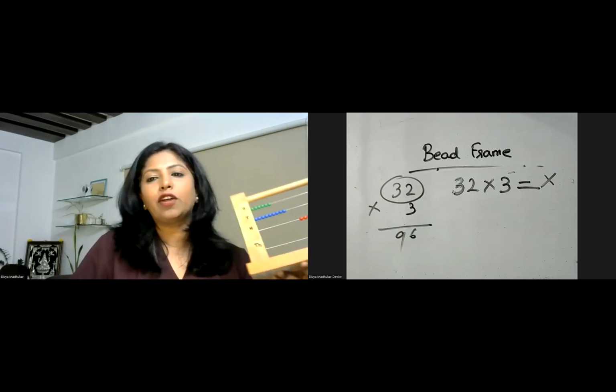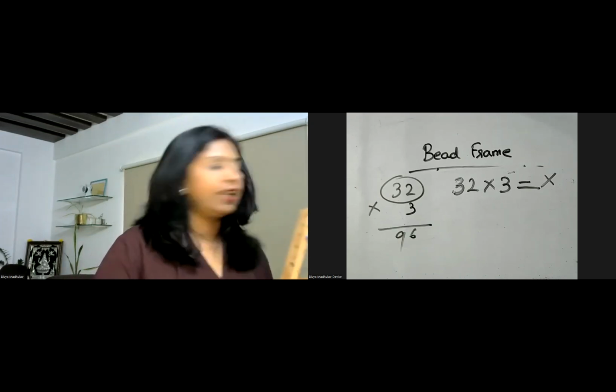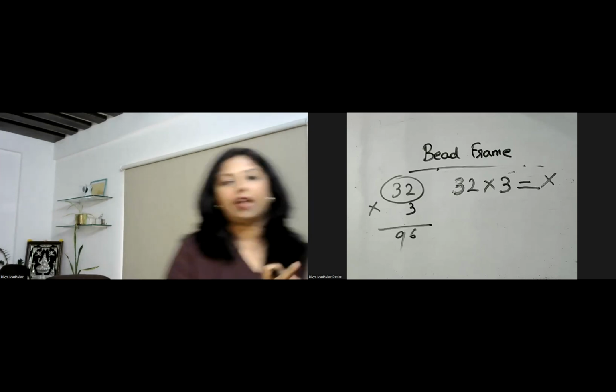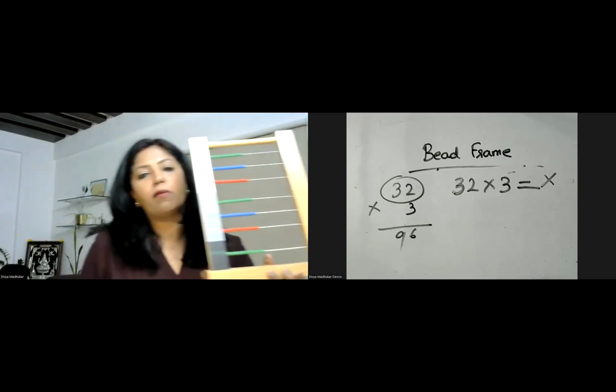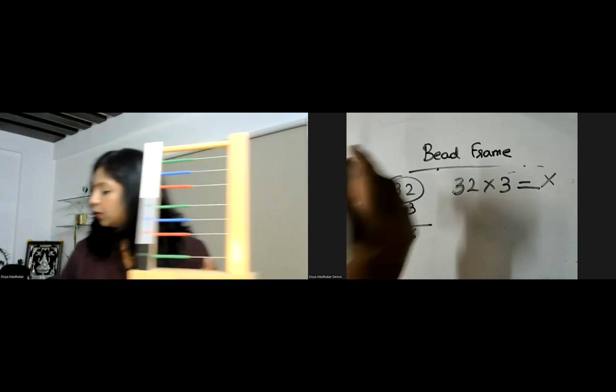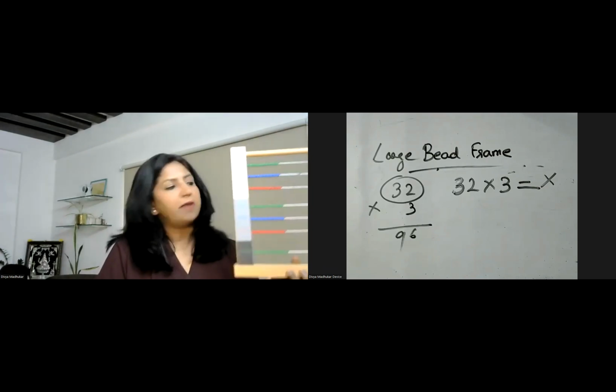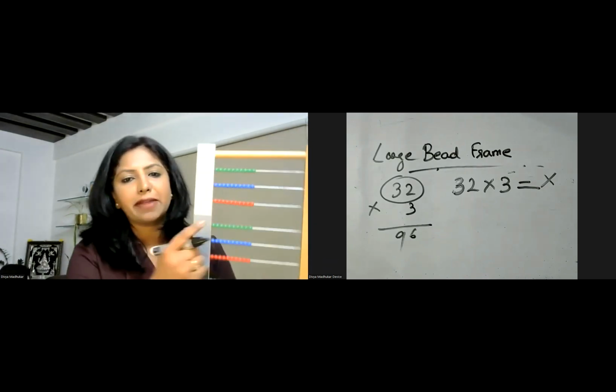We will not use it for division, only for 3 operations. Now, say for example, if you have larger numbers, say more than 10,000, 1 lakh, 10 lakh, if you have any problem statements, we are going to be using a large bead frame. We will use a large bead frame.